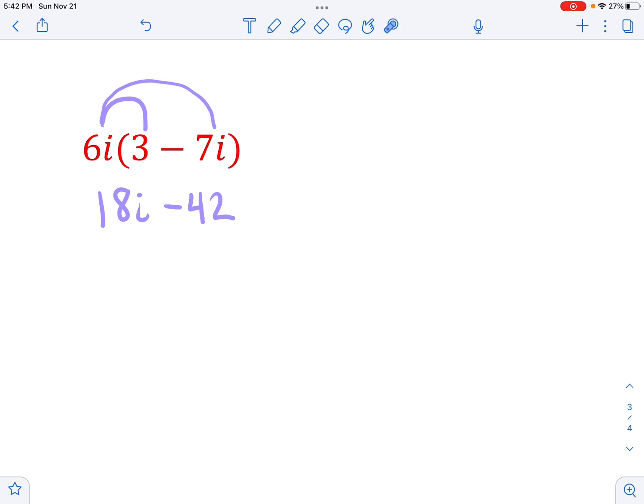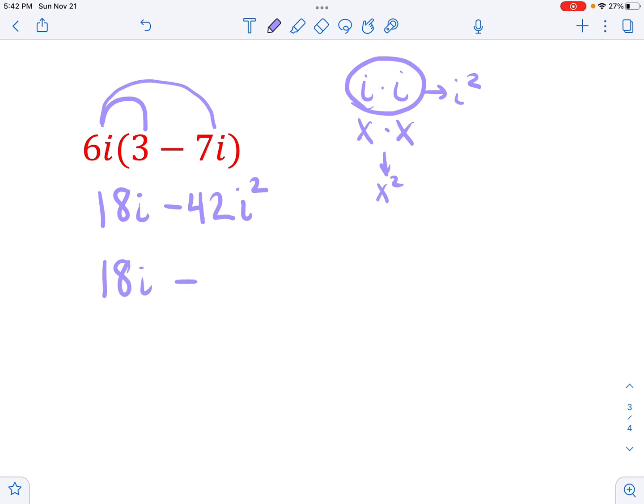And I was multiplying i times i. Well, i times i is just like x times x. Well, x times x is x squared. So i times i must be i squared. So when I multiply 6 times -7, I got -42. But remember, I was also multiplying i times i, which is the i squared part. And also remember that i squared is -1.